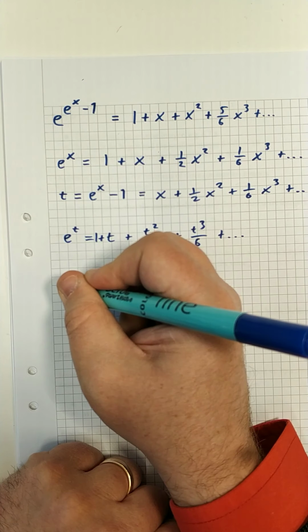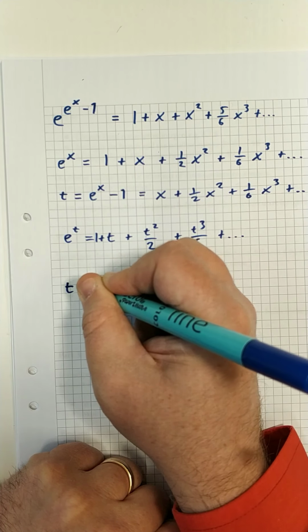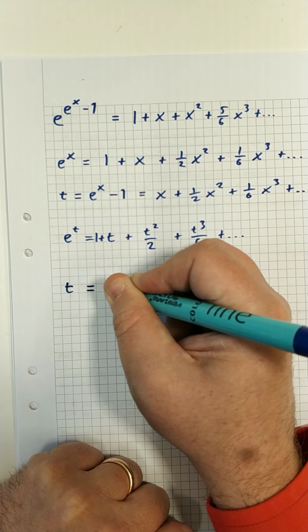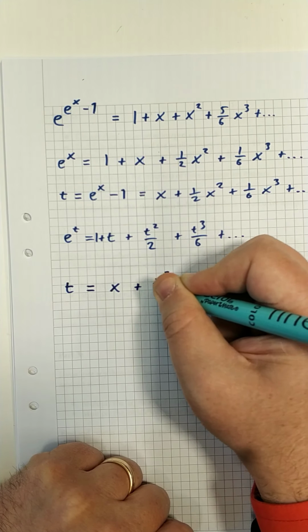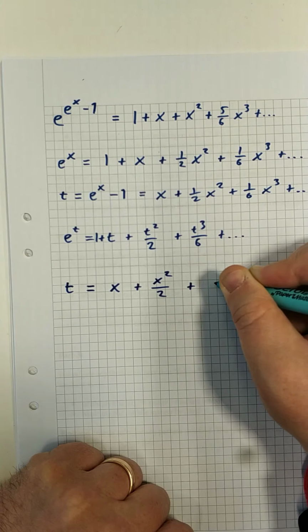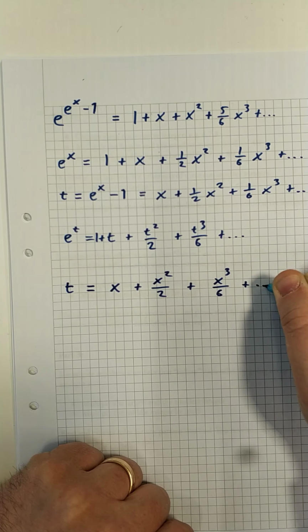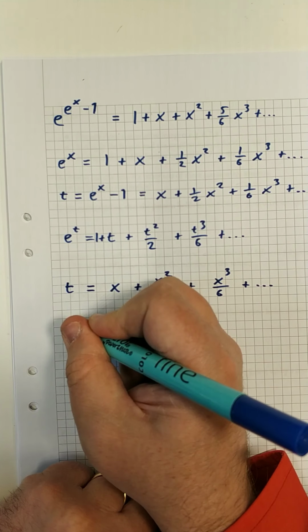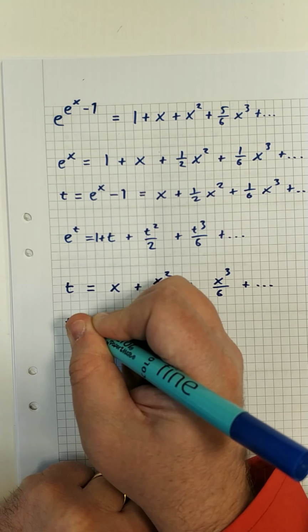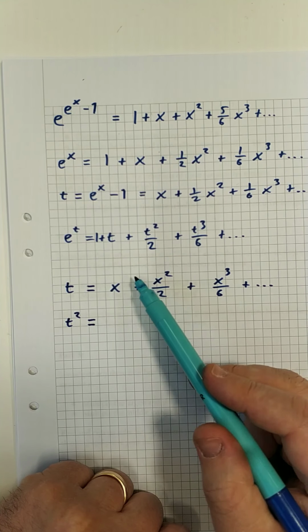So let me again just write that t equals then x plus x squared over 2 plus x cubed over 6 plus, I'm not going to go on because I'm not interested in anything of higher order than 3.